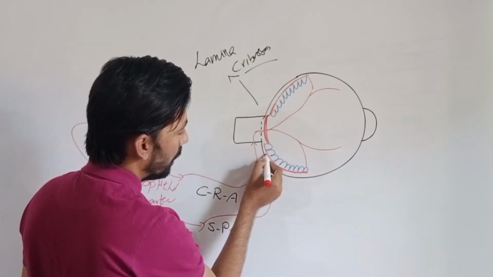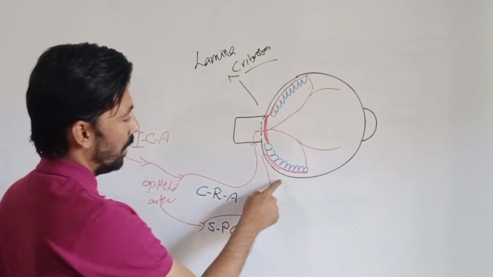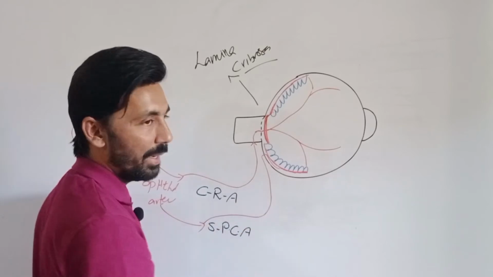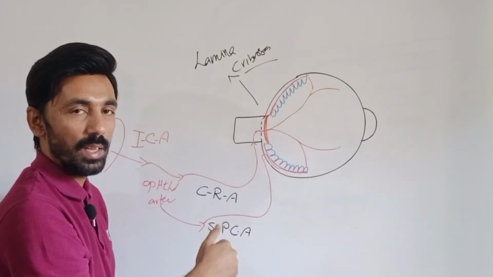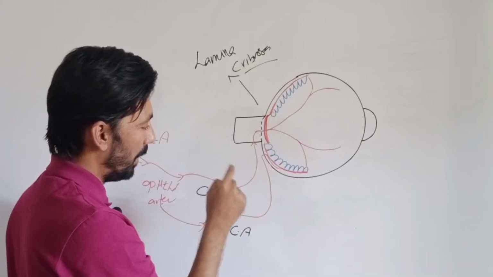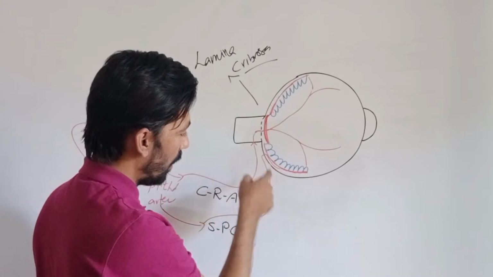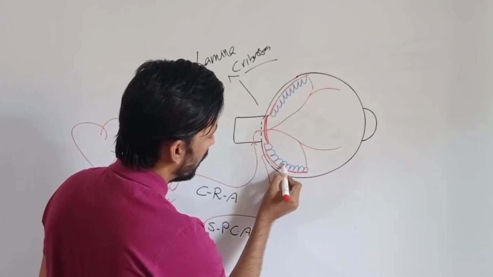And it will travel between the space which is called the suprachoroidal lamina, right? Between the sclera and the choroid, there is a space between the sclera and choroid, right? So that space is called the suprachoroidal lamina, right? It will travel through the suprachoroidal lamina and then it will pass towards the retina.